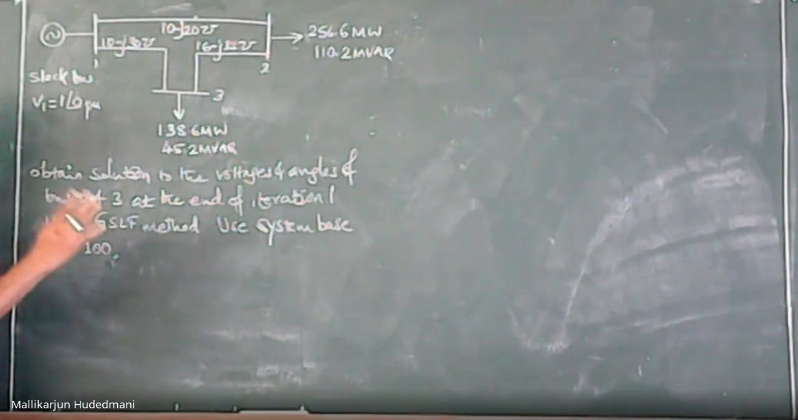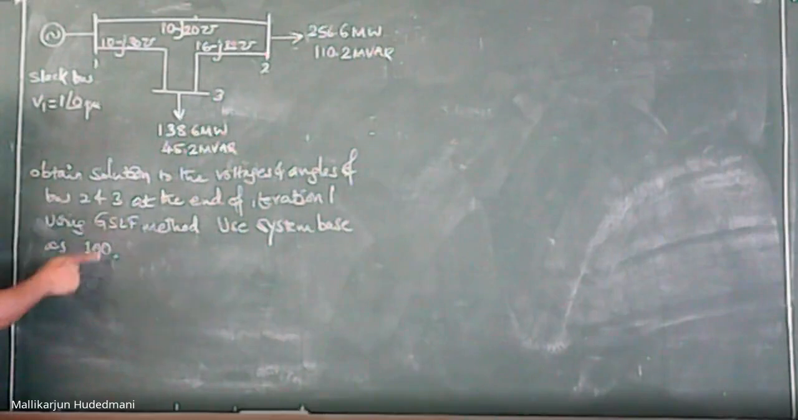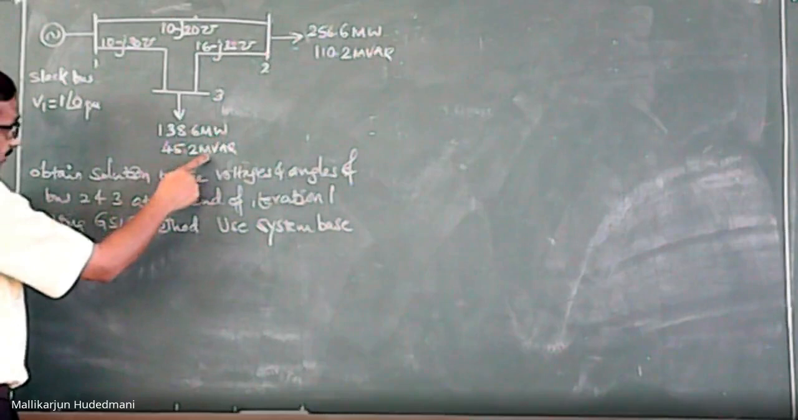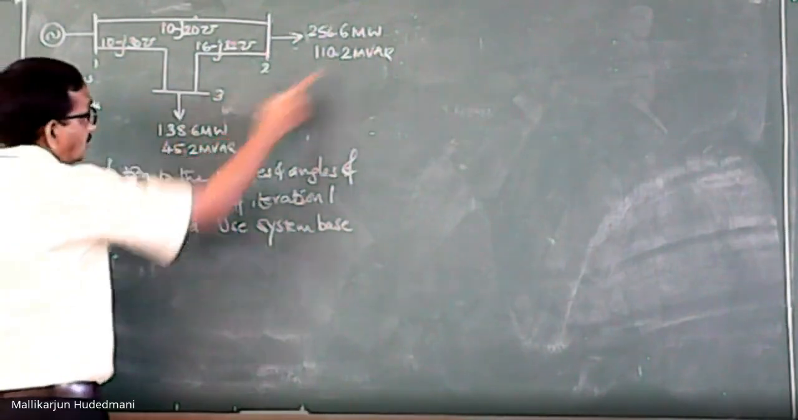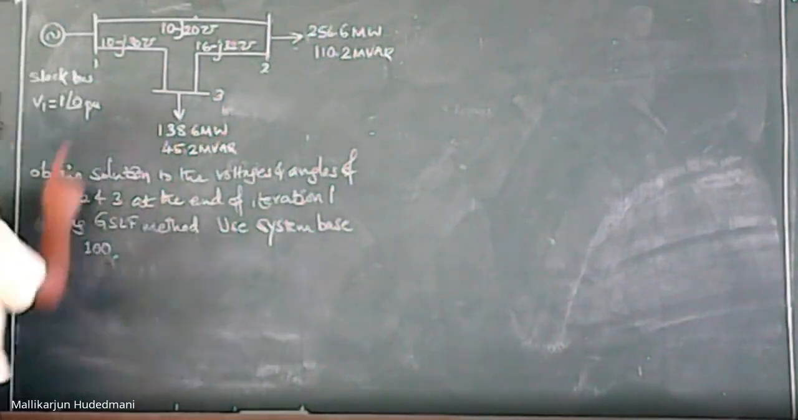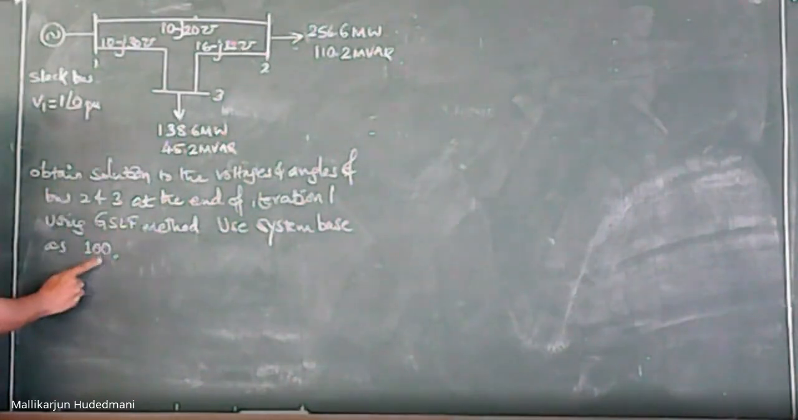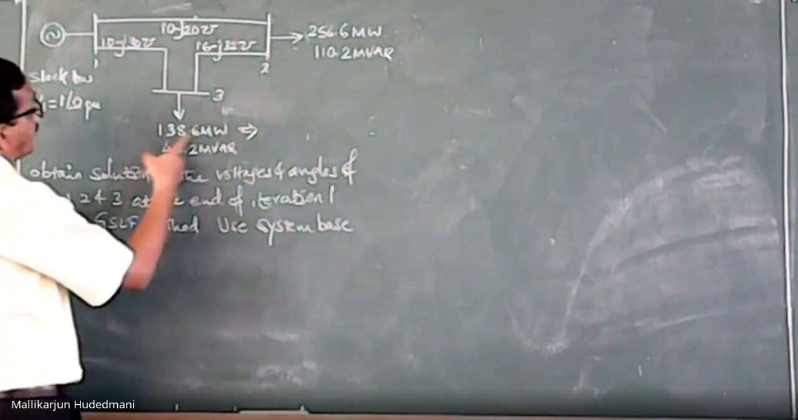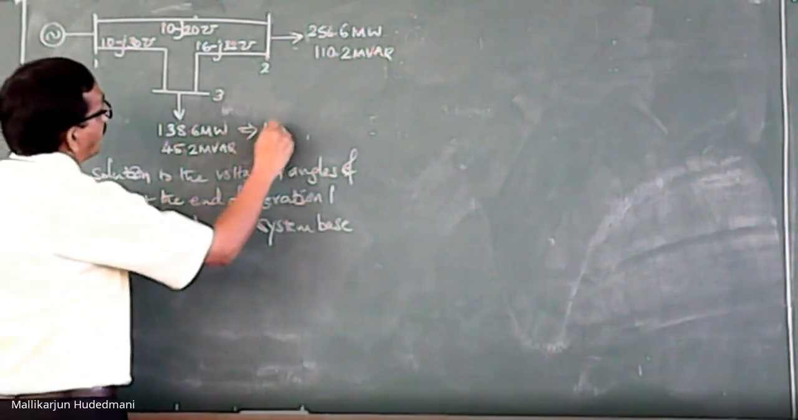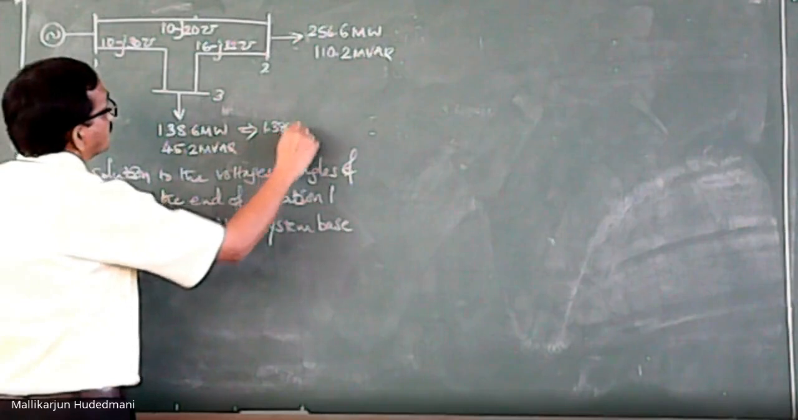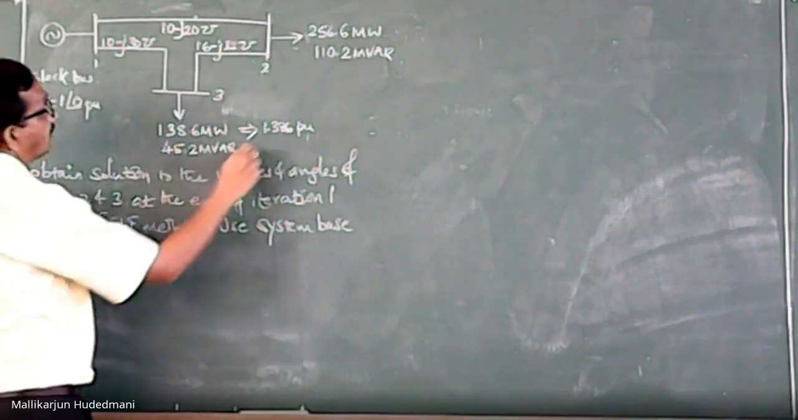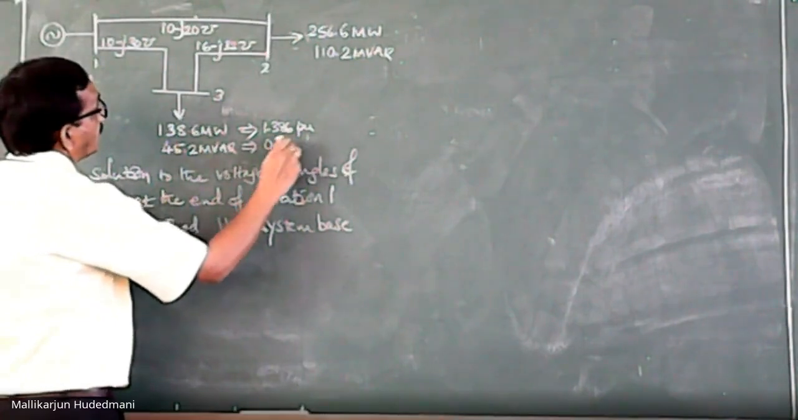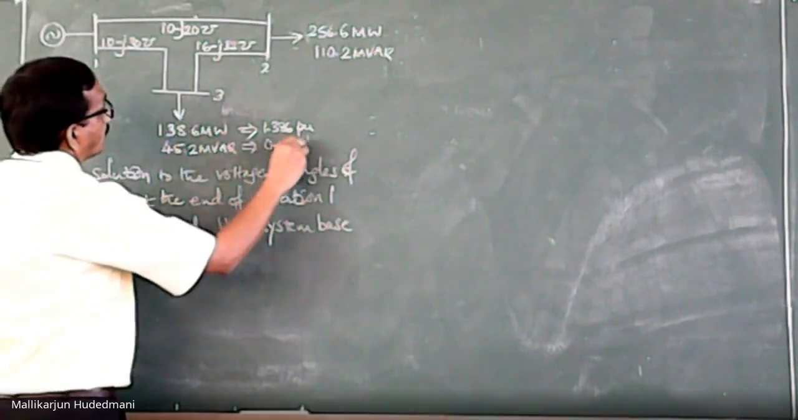What is not in per unit? Why this 100 is given is only because of the load. Can you see here? Megawatt, megavolt ampere reactive, both. So these things need to be converted to per unit. Only for that this 100 is required. It means this is equal to, now if I divide by 100, it becomes 1.386 pu. And this becomes 0.452 pu.